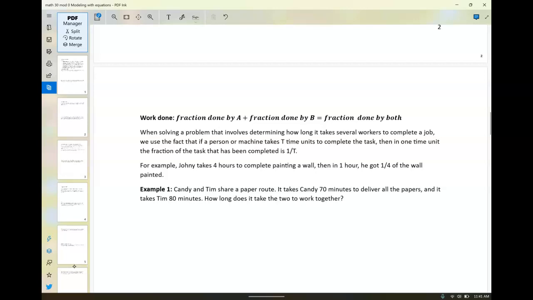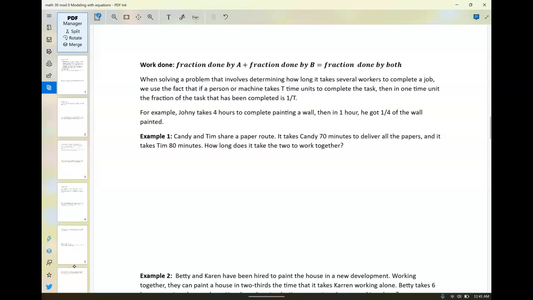Okay, so let's take a look at the first example. Candy and Tim share a paper route. It takes Candy 70 minutes to deliver all the papers, and it takes Tim 80 minutes. How long does it take for the two to work together? Well, we don't know how long it takes for the two to work together, so we go ahead and let T be the time it takes for them to complete the job together.